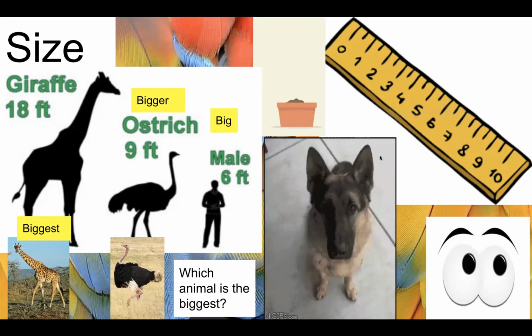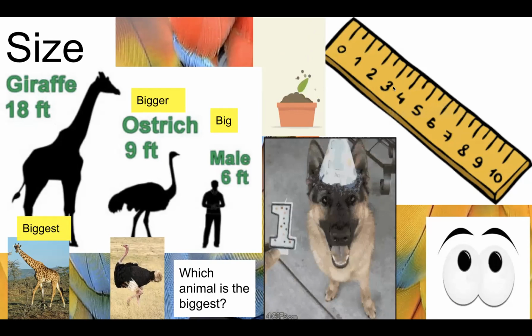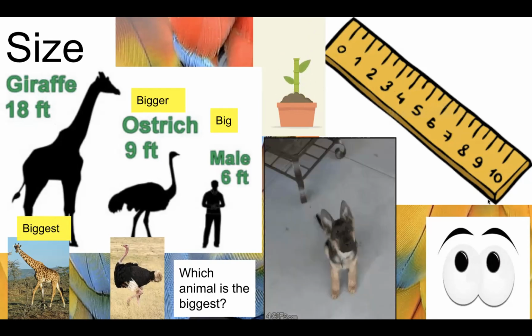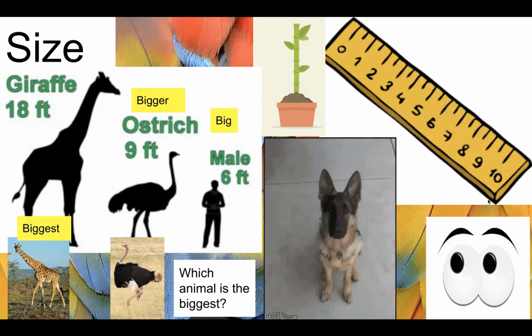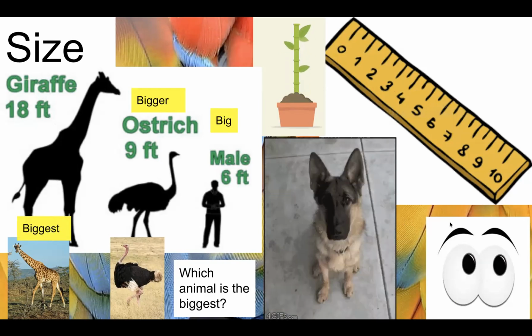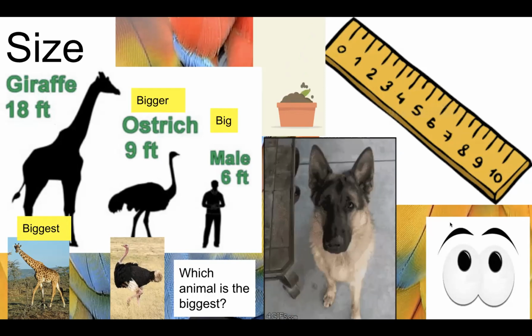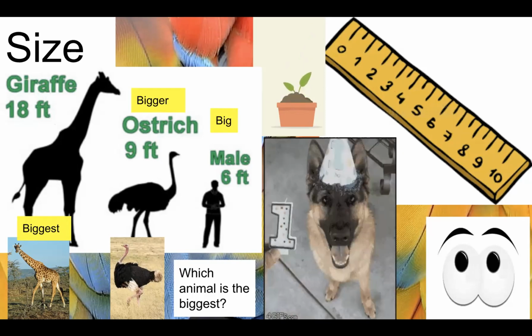And we can use science tools like a ruler to help us measure size. We can also use our eyes to help us look at things to tell us whether it's big or small. And of course, we know that as animals grow, we will get taller and bigger. So think about how will you change as you grow up.